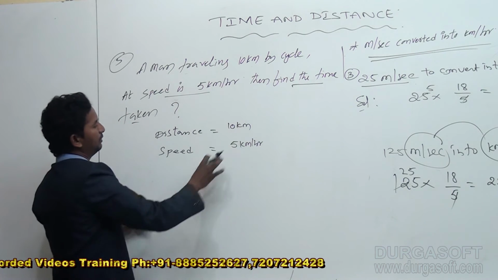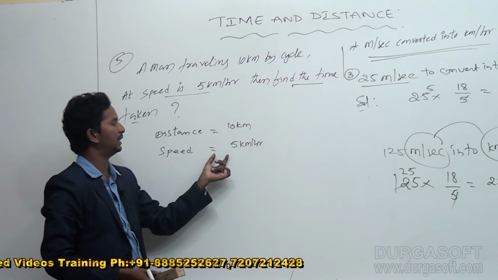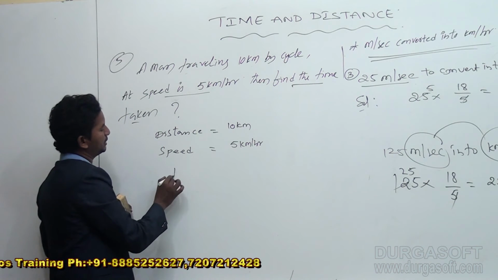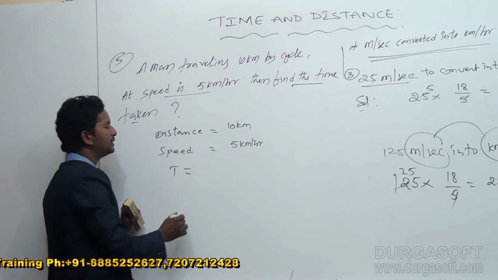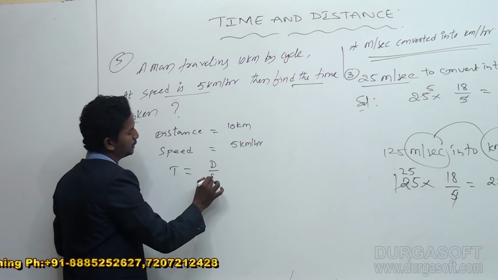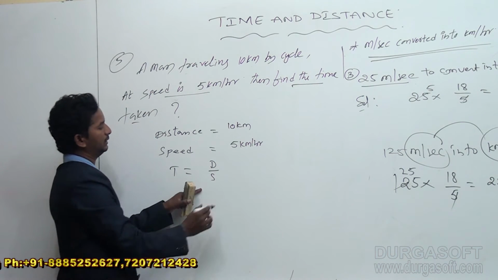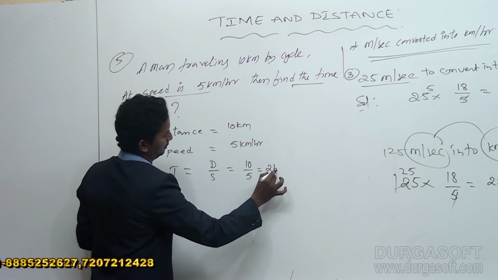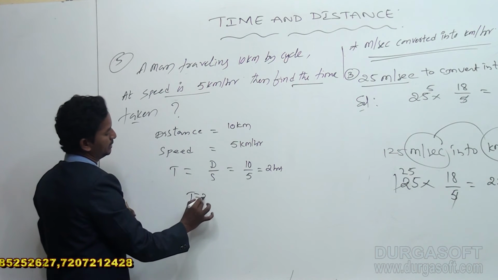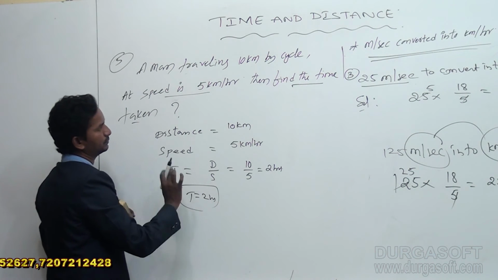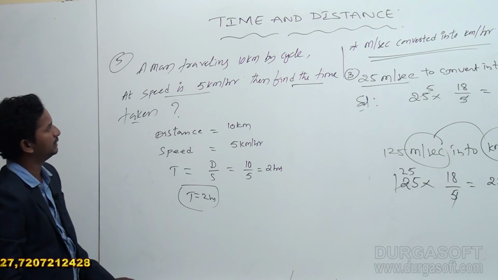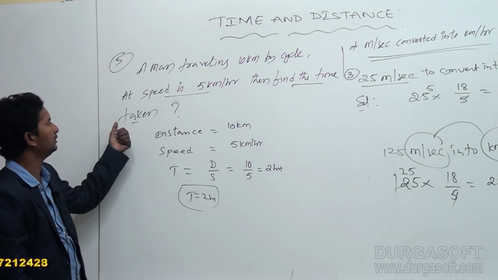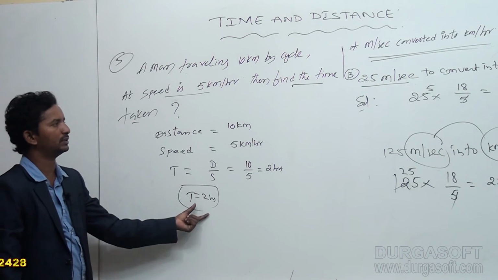So the distance is in kilometers and the speed is in kilometer per hour. Now what do you find out? Time is to be found out. Time is equal to distance divided by speed. So here 10 divided by 5 is equal to how many hours? 2 hours will be required. T is equal to 2 hours. So a man can travel 10 kilometers by bicycle at the speed of 5 kilometer per hour in 2 hours.